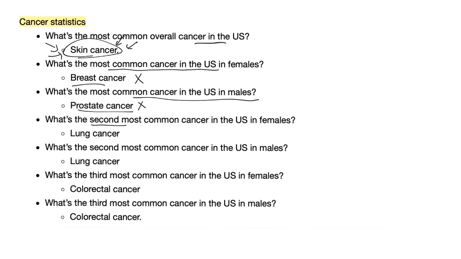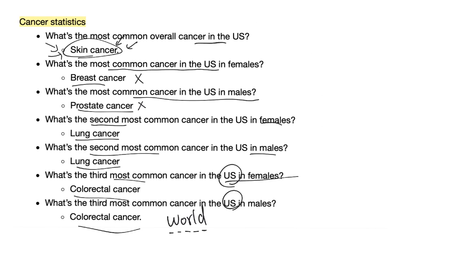What's the second most common cancer in females in the United States? Lung cancer. Second most common in males? Lung cancer. Third most common in the United States in females, colorectal, and in males, colorectal. But this is the United States. If we are talking what's the third most common cancer worldwide, the answer is hepatocellular carcinoma. I came from Egypt, and there is a lot of hepatitis B and hepatitis C in Egypt, increasing the risk of hepatocellular carcinoma.